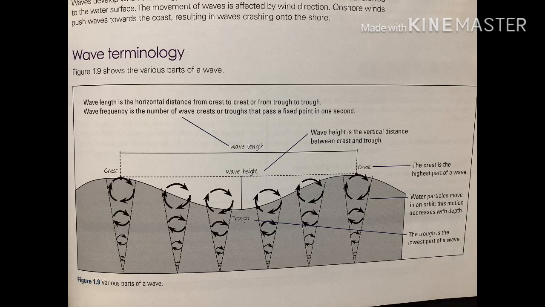What you see in this diagram here are the wave terminologies. You do need to know what wavelength refers to, what wave height refers to, where you find your crest, and where you find the trough of the wave itself. However, these are general information that is good and useful when you're describing strength of waves as well as impact on the coast.